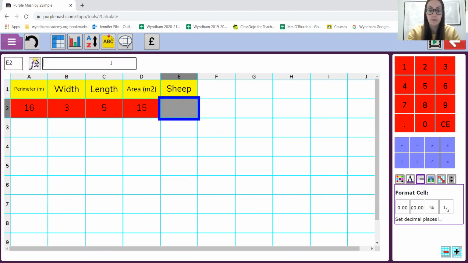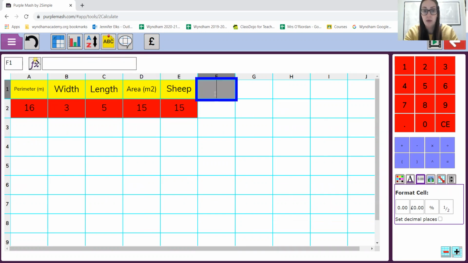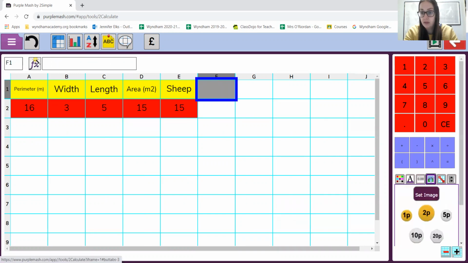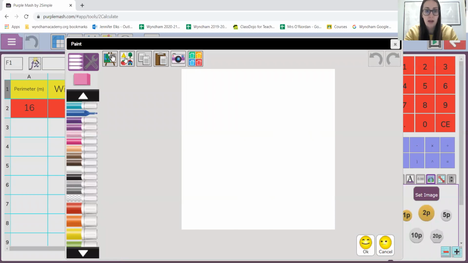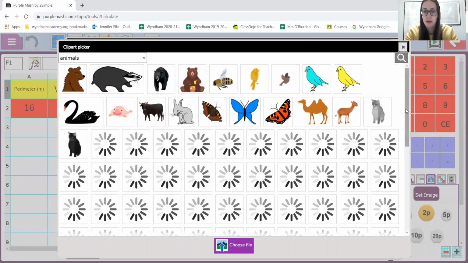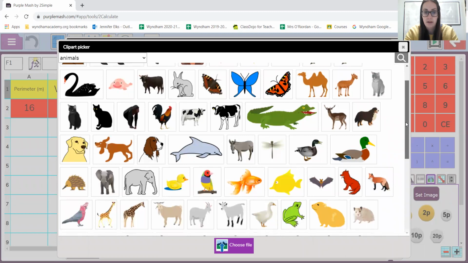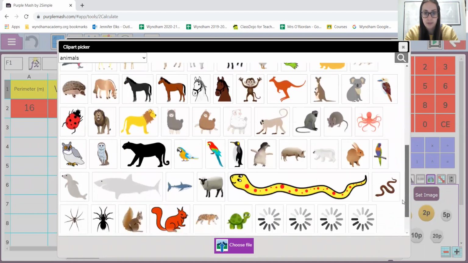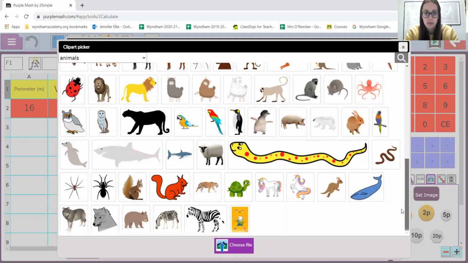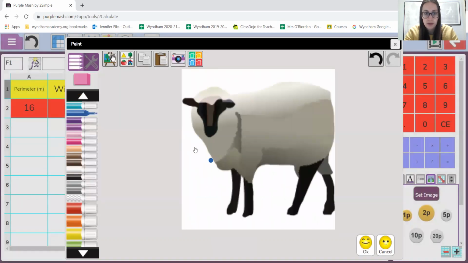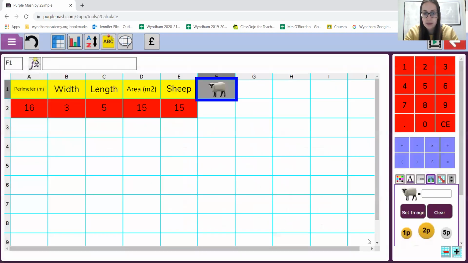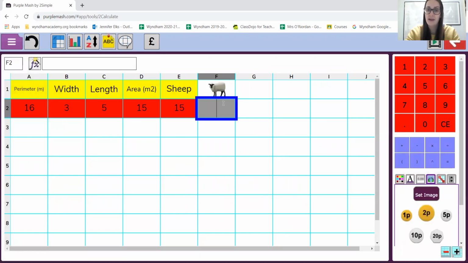So I'm going to put here equals, and I'm going to click on this cell here. So this cell will always equal what's in the area. Okay, you want to get a little picture of a sheep in there? If you can find pictures, how do we do pictures? We go down here, set image, clip art, animals. Let's see if I can find a sheep. There we go. There's a little sheep. There they are, look. So we need 15 sheep.